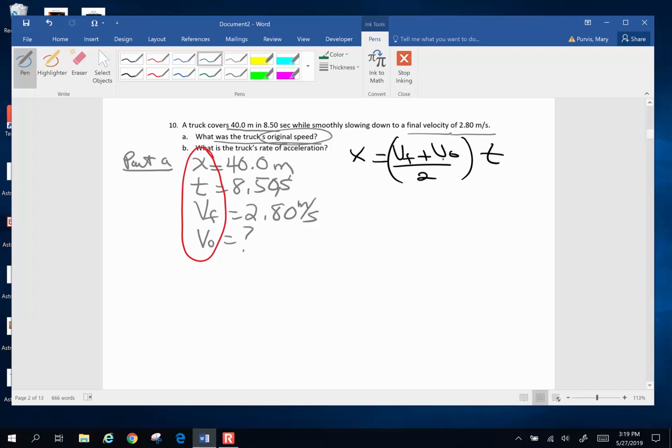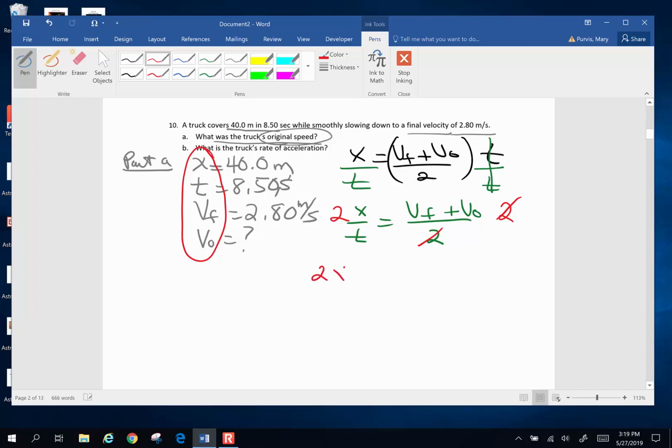So here goes. To get Vo alone, first thing I'm going to do is divide both sides by t. Do something on one side of an equation, you do it on the other side. So x over t equals (Vf plus Vo) divided by 2. Now I'm solving for Vo, so now what do I do? Well, I'm going to have to get this 2 out of the bottom of this fraction. How do I do that? I'm going to multiply both sides by 2. The 2's are going to cancel.